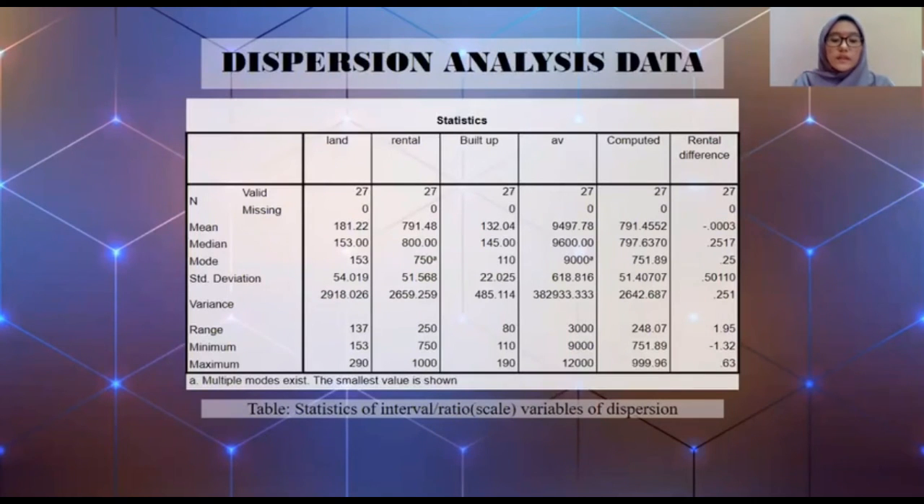The value of data spread of annual value from the mean is 618.816. The value of data spread of computed from the mean is 51.40707. The value of data spread of rental difference from the mean is 0.506.